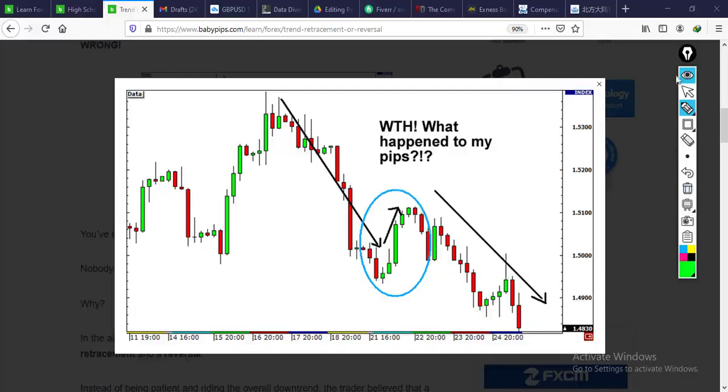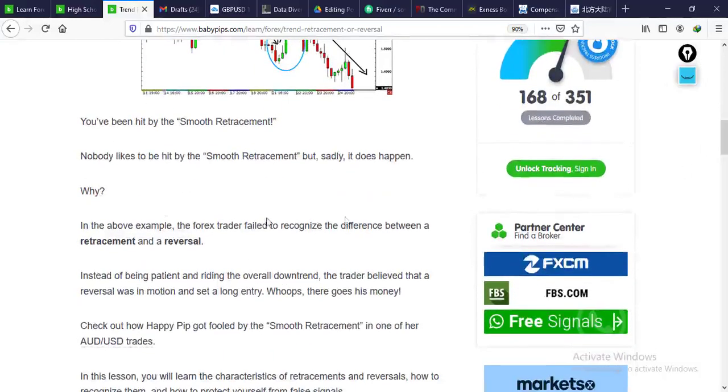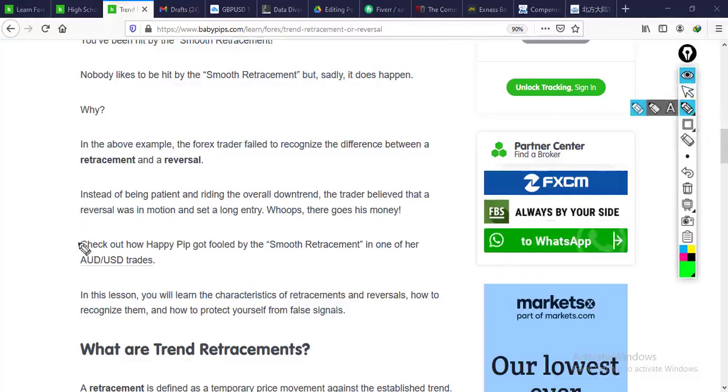Okay, so these two scenarios we have just looked at happen in the live market. What you've seen is that you might have experienced a smooth retracement or a total trend reversal. Now in the above example, the trader bought and he didn't recognize the difference between a retracement and a reversal. Some people get into the market, they say, okay, price is going up, I'm going to buy, and they bought. The moment they bought, price went up a little and came back down to their entry and went out of their entry, and they are now in loss.